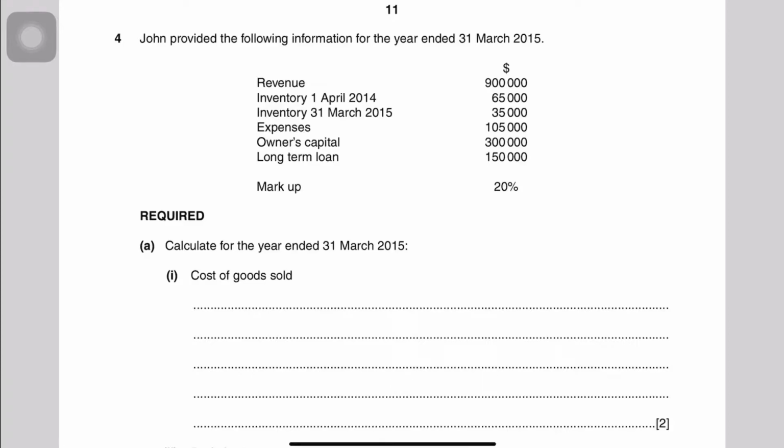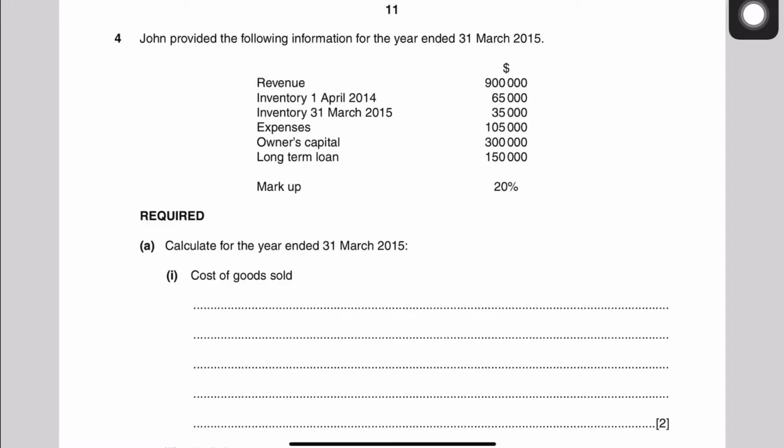Okay, so this question is from May June 2015, paper number 21, and this question is on ratios. Let's start. It says John provided the following information for the year ended 31st March 2015. So we have the revenue given, the opening stock given 65,000, the closing stock 35,000, we have the expenses, we have the owner's capital 300,000, long-term loan we have 150,000, and then we have a markup of 20%.